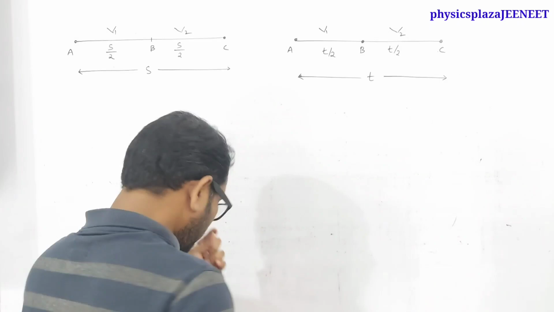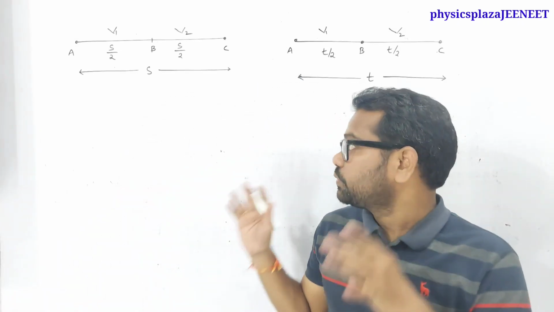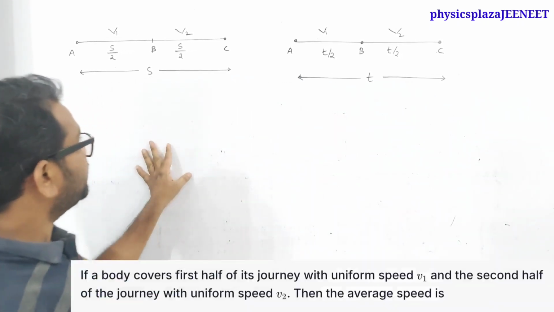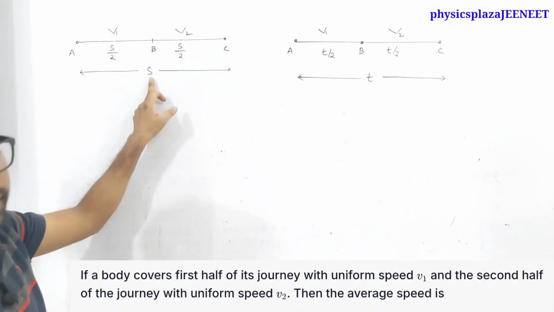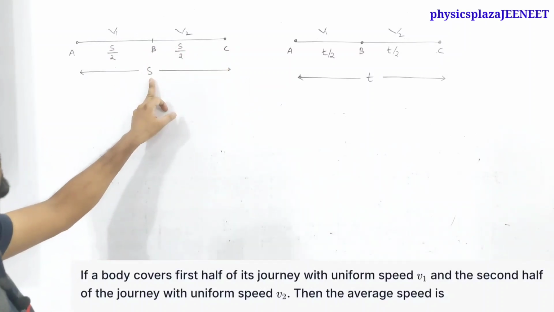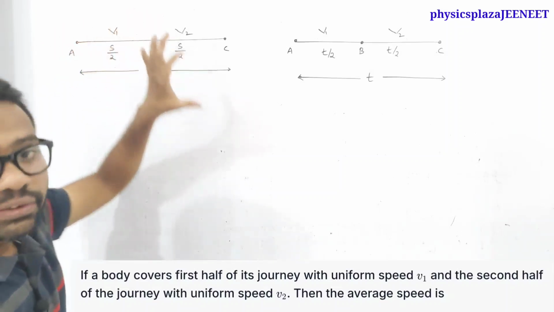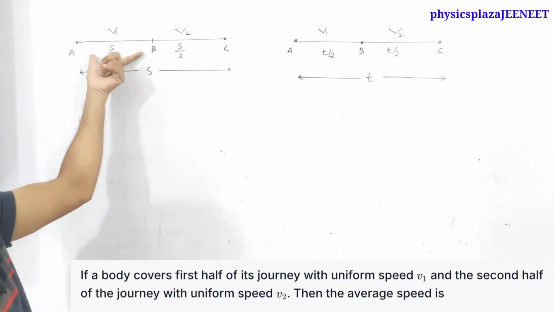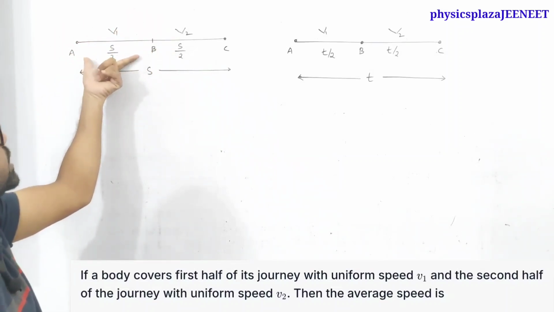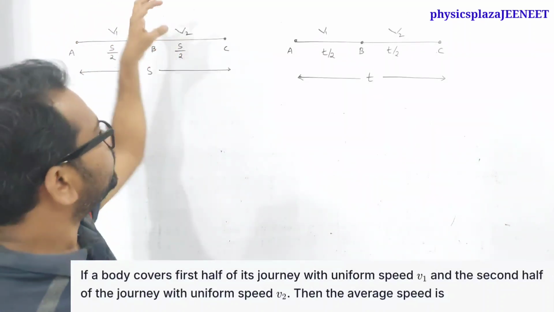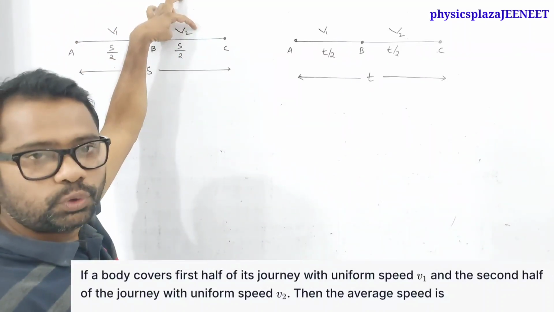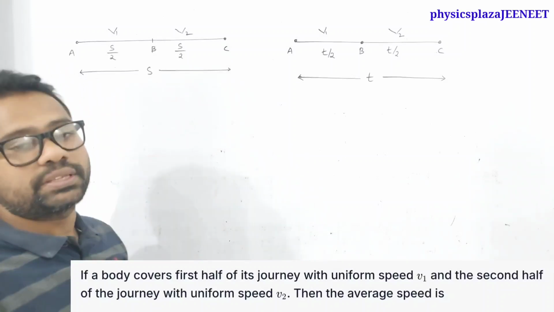Children, look here. There are two situations. In the first case, try to understand: between A and C, the total distance is S. A body is moving such that the first half distance it goes with speed V1, and the second half distance it covers with speed V2. Now what is the average speed in this case?